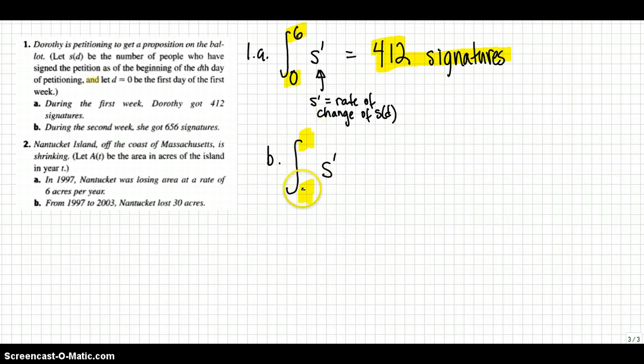So now I'll pick up on day 7, and then I want to go Monday, Tuesday, Wednesday, Thursday, Friday, Saturday, Sunday. So I want to go from 7, 8, 9, 10, 11, 12, 13. I want to go from 7 to 13 during my second week of collecting signatures. And during that second week, as it turns out, she got 656 signatures. So that's what the symbols around the integral are saying.